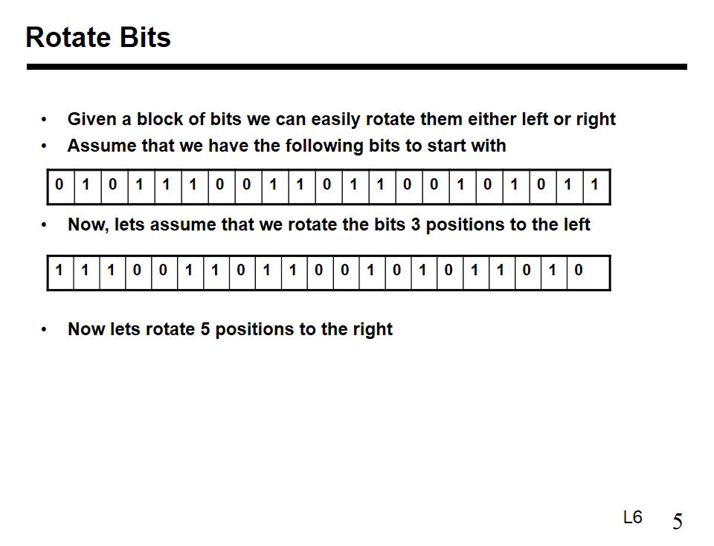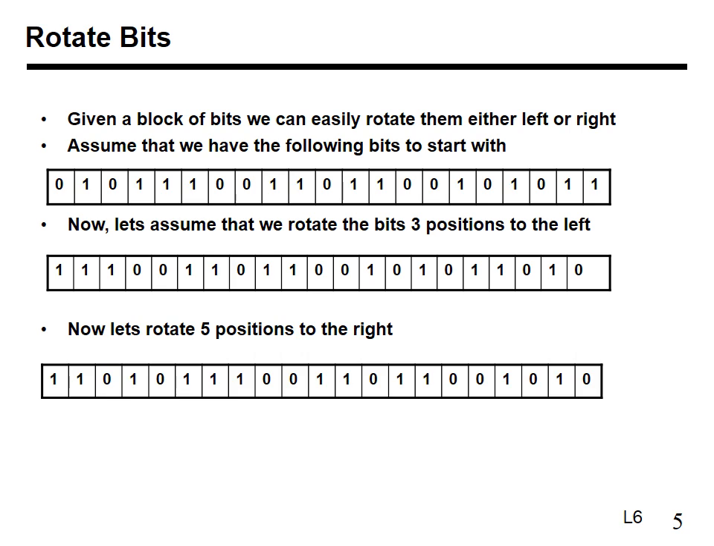We can also rotate right. So let's say we want to rotate 5 spots to the right. In this case, our 1, 1, 0, 1, 0 would go from the far right over to the far left. And as you can see, that's what happened. So this is rotating bits.